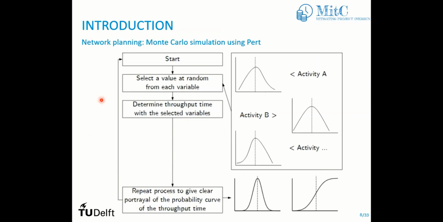Then you do that another time with another iteration. You select other durations for the activities randomly, and at the end you get another duration for your whole project. If you do that 1,000 times or more, you get a lot of points for the duration of your project. If you draw the distribution of these durations, you get this kind of bell curve, the PDF. Or you can also draw the cumulative curve, that's the CDF.